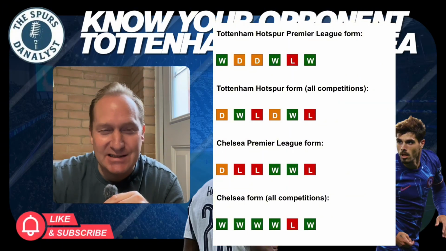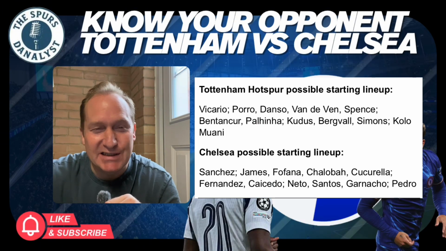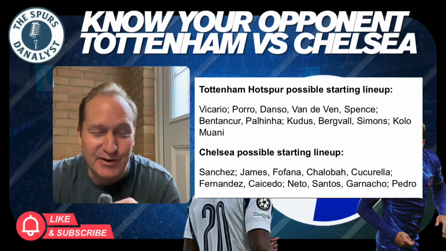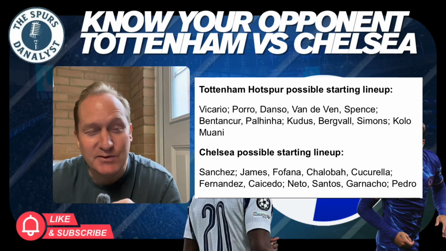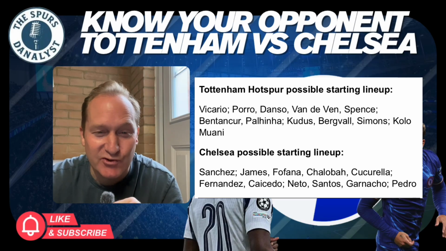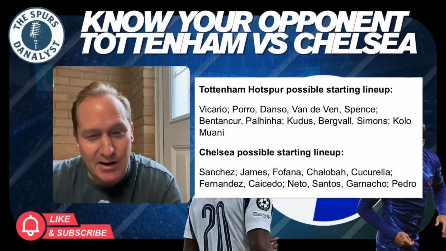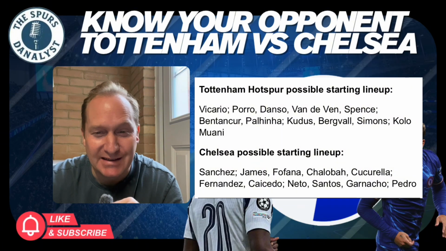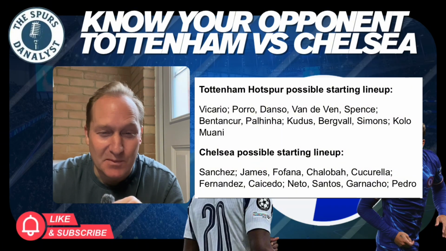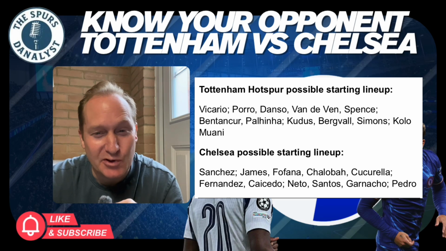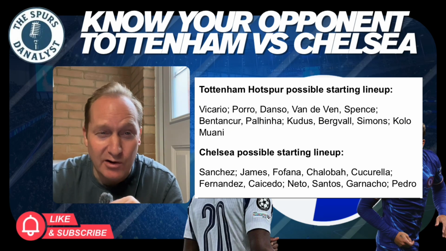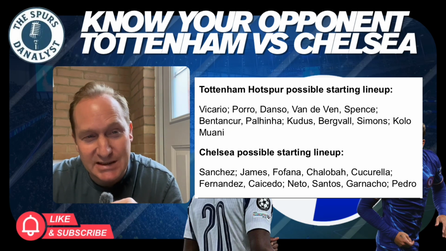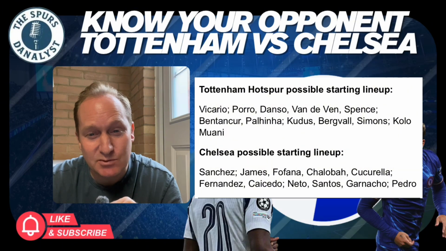Predicted lineups, guys. What do you reckon? Give us your predicted lineups for the game. Vicario, obviously back in goal. I heard that he had a slight injury. It's going to be Porro, isn't it? Danso, Romero's not back, Van de Ven. Spence, if Udogie's not back. Bentancur, Palhinha, Kudus, Bergvall, Simons, Solanke, Mawani. Those are the predicted lineups I'm hearing, guys. What do you think of that?